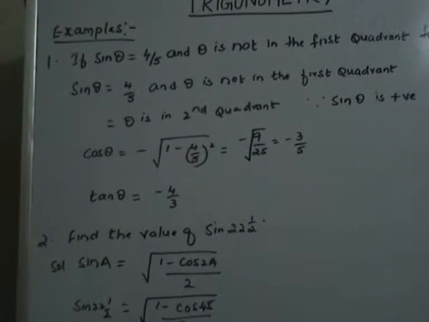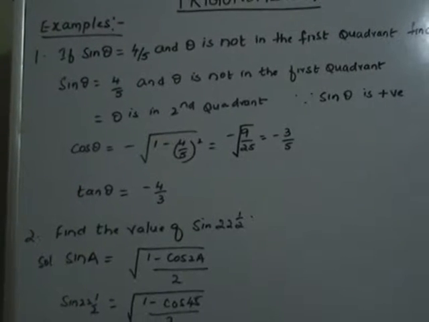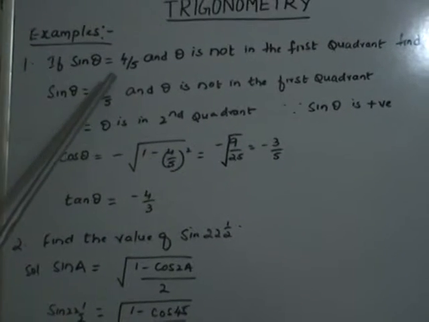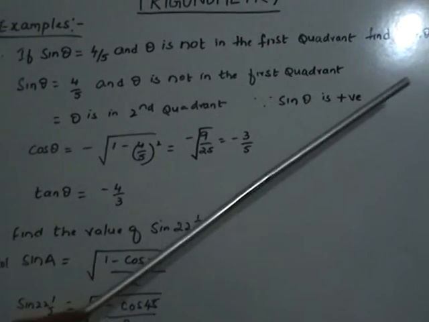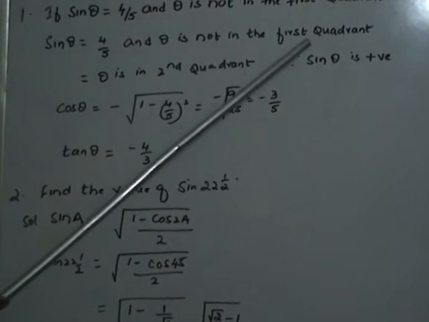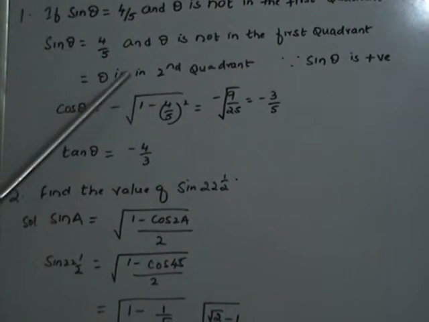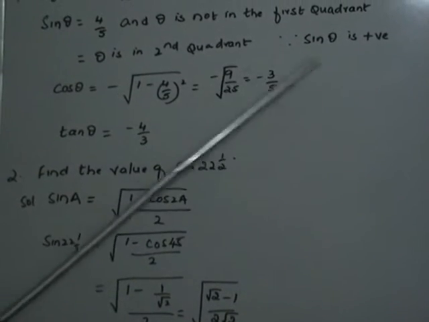Let us learn some more examples in trigonometry, continuing our theta values. If sin theta is equal to 4 by 5 and theta is not in the first quadrant, find tan theta. Given sin theta is 4 by 5 and theta is not in the first quadrant. Therefore, theta should be in the second quadrant since sin is positive, because 4 by 5 is positive.